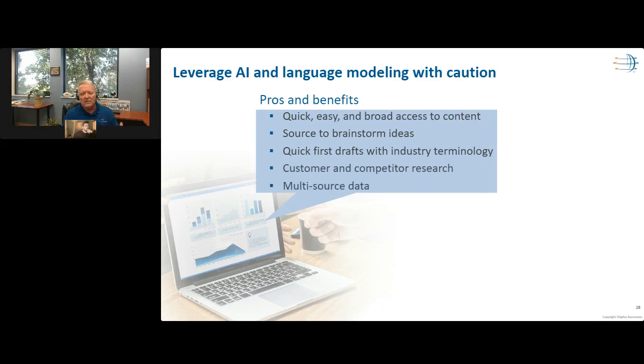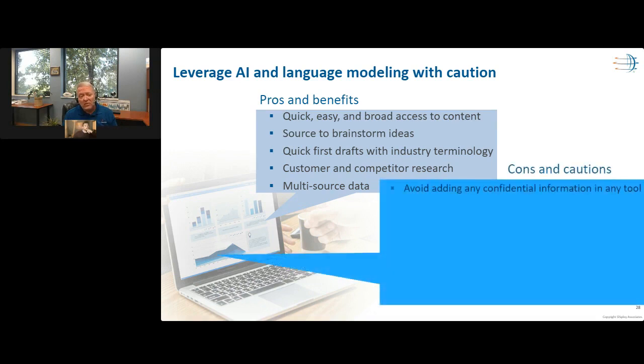When we're talking about language models and using those, there is certainly a place for it. Absolute place for it. It can help with efficiency. So these are some of the pros. Quick, easy, broad access to content generally, helps us brainstorm ideas, gives us access to multi-source data, primary and secondary data sometimes.